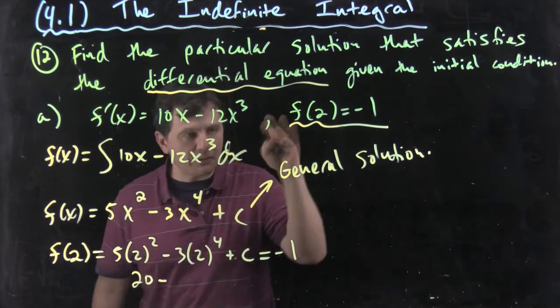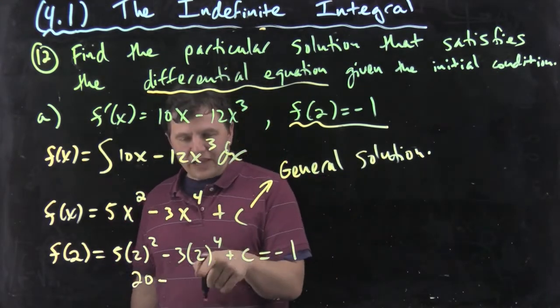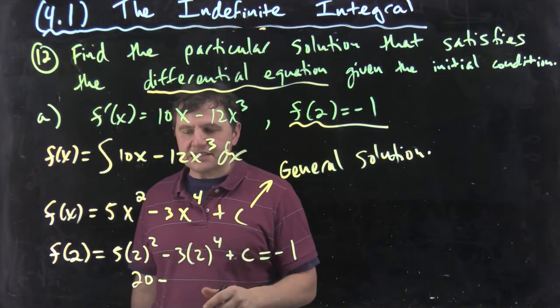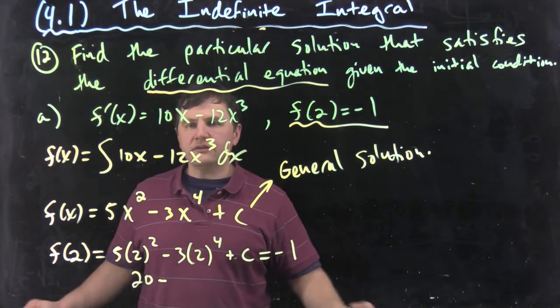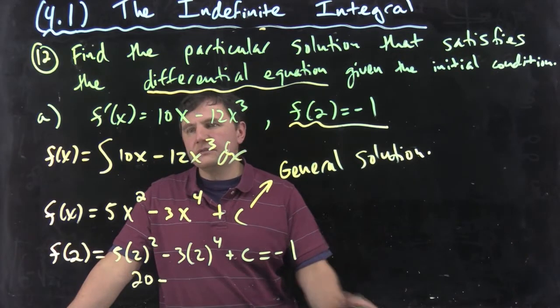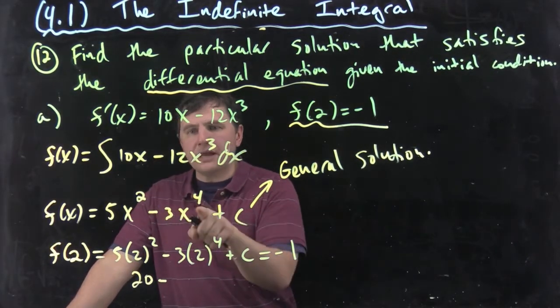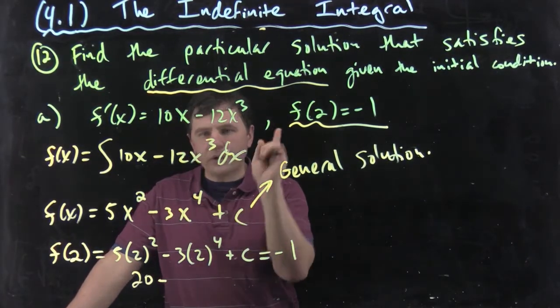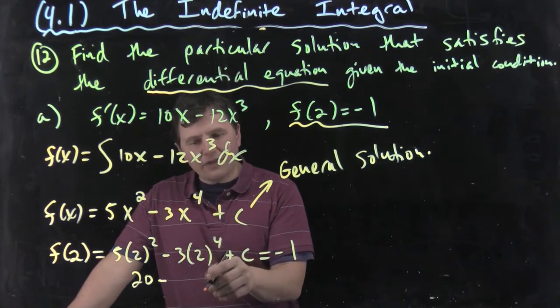Okay, I made a mistake on mine, sorry about that. So let's see, that's 16. 16 times 3 is 48. Let's just double check this. 2 comes down, that's 10x squared minus. Okay, that looks good. All right, so I think I'm good.